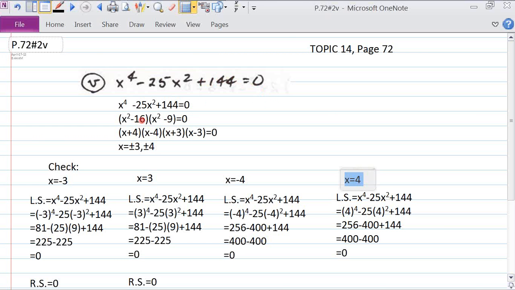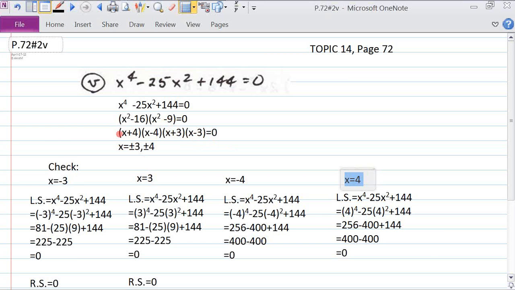And if we combine the inner and outer terms, the inner is minus 16x squared, the outer is minus 9x squared. So minus 16x squared and minus 9x squared give us minus 25x squared. And so we would factor this into this. Now, this is a difference of squares, and this is a difference of squares. So we can factor x squared minus 16 into x plus 4, x minus 4. And we can factor x squared minus 9 into x plus 3, x minus 3 equals 0.